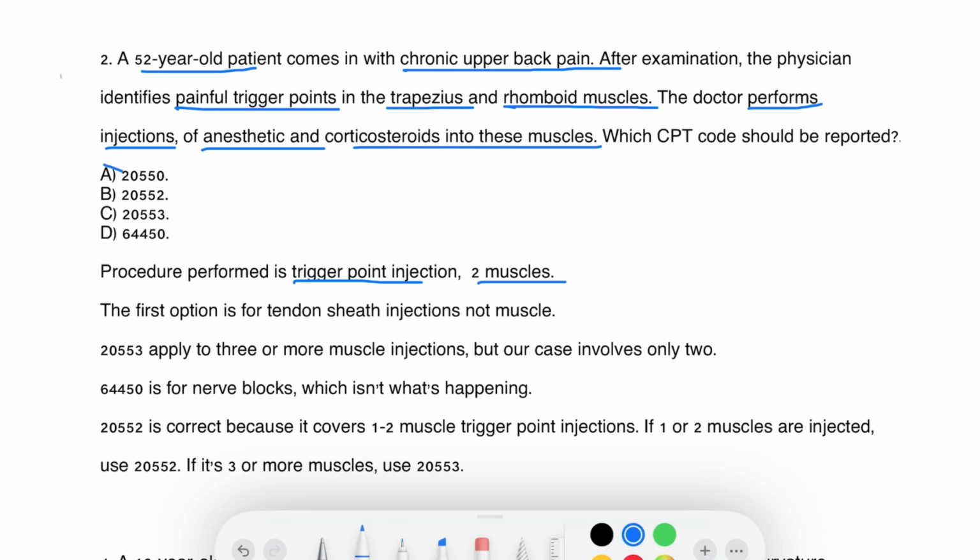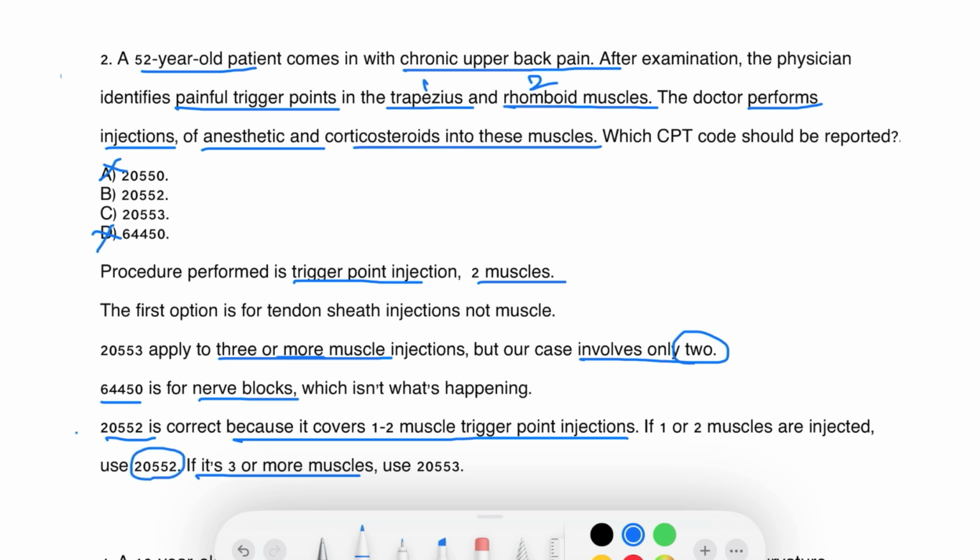The first option is for tendon sheath injections, not muscle. Wrong answer. 20,553 applies to 3 or more muscle injections, but our case involves only 2. 64,450 is for nerve blocks, which isn't what's happening. 20,552 is correct because it covers 1 to 2 muscle trigger point injections. If 1 or 2 muscles are injected, use 20,552. If it's 3 or more muscles, use 20,553. Simple, but easy to miss under exam pressure.